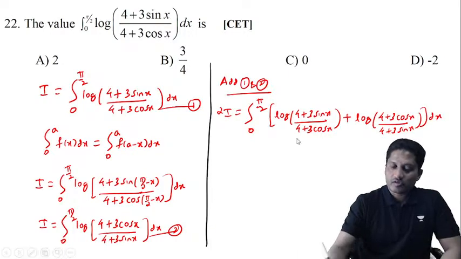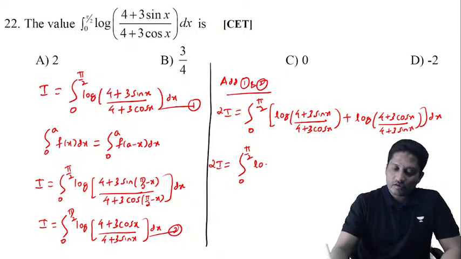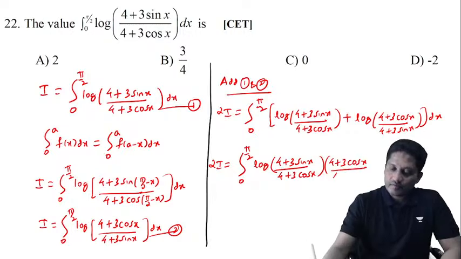Log m plus log n is log of m into n, right? So this is 0 to pi by 2, and you get log of m into n, that is (4 plus 3 sin x) divided by (4 plus 3 cos x) into (4 plus 3 cos x) divided by (4 plus 3 sin x). This will cancel, and this cancels as well.